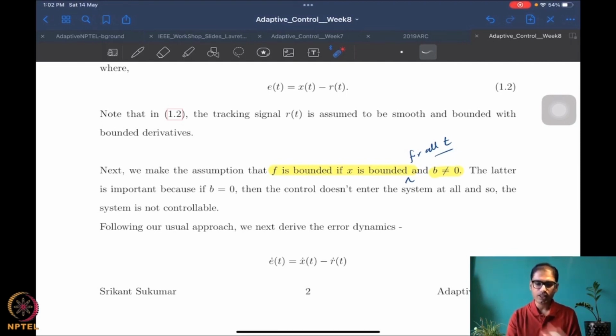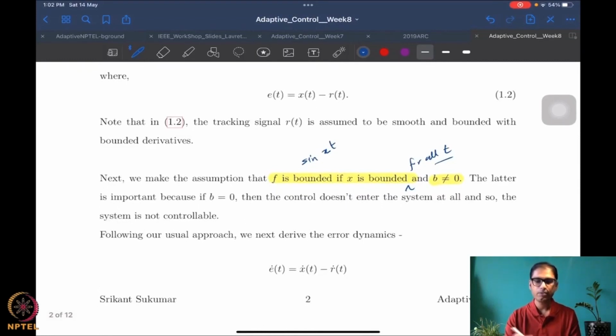So notice that we are only assuming that f is bounded when x is bounded. We are not saying that f is bounded for all states. If x goes to infinity, the function f is also allowed to go to infinity. So it's not something as simple as a sinusoid, because if I had something like sine x, or sine x times t or some such thing, this f will always be bounded, irrespective of what x and t are, because it's inside a sinusoid. But we are not restricting ourselves to functions like these. We are even allowing something linear in x. Yeah, we even allow something linear in x.